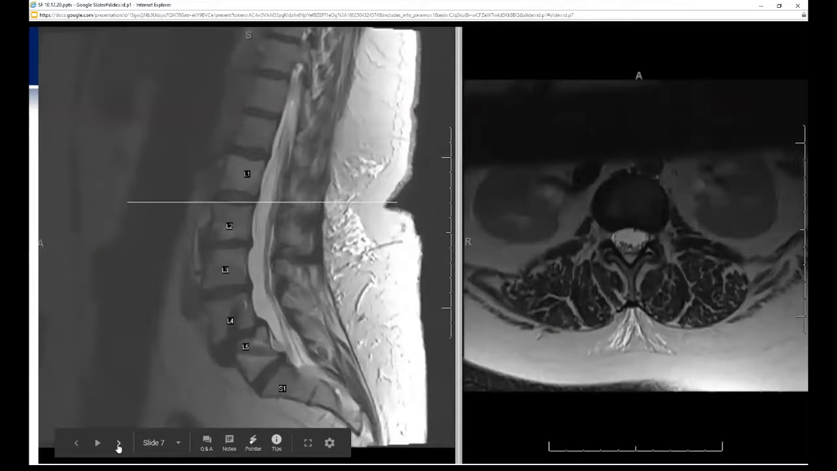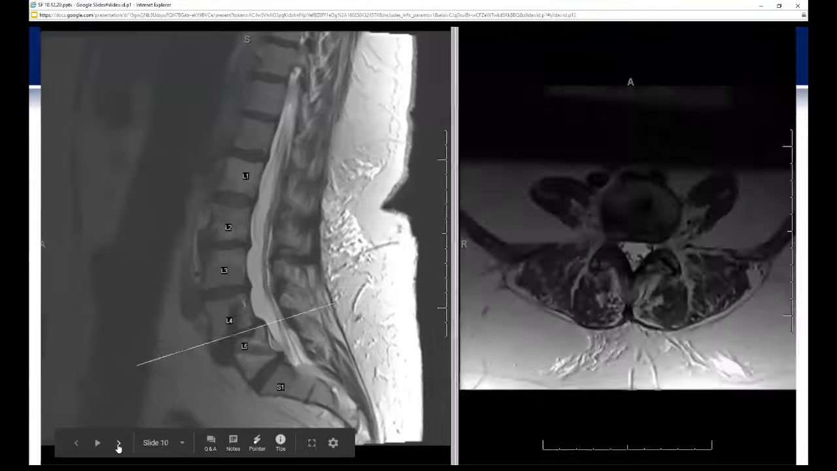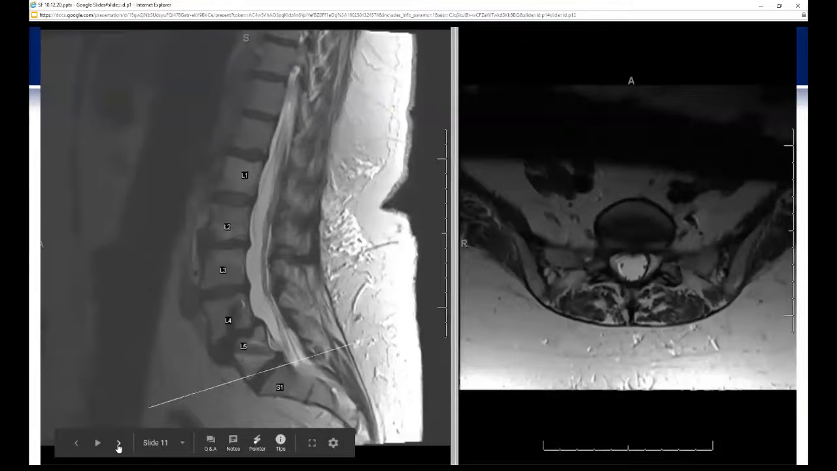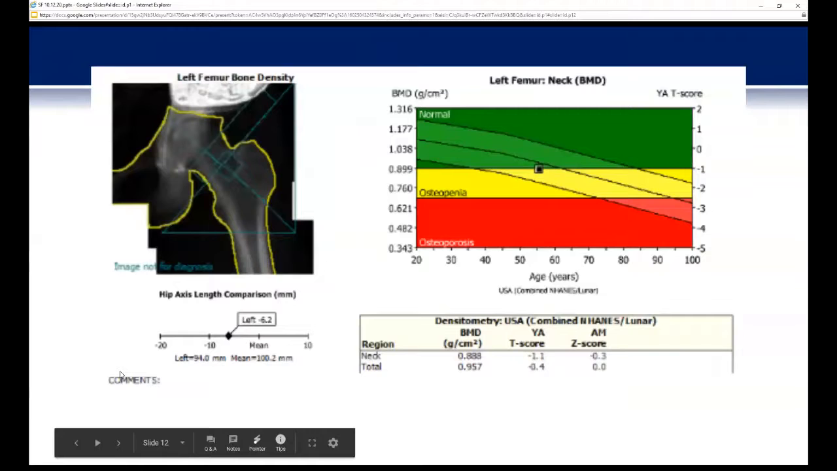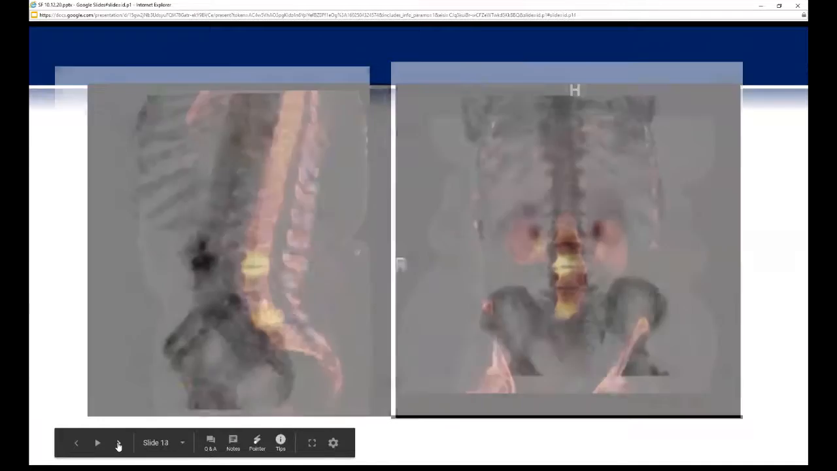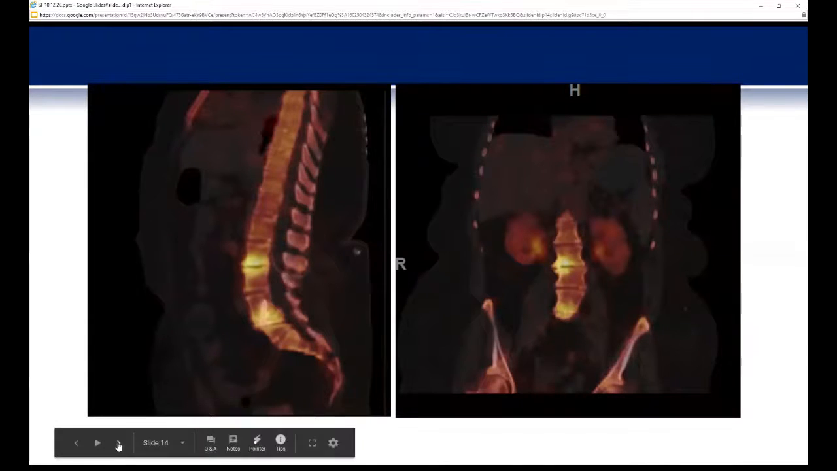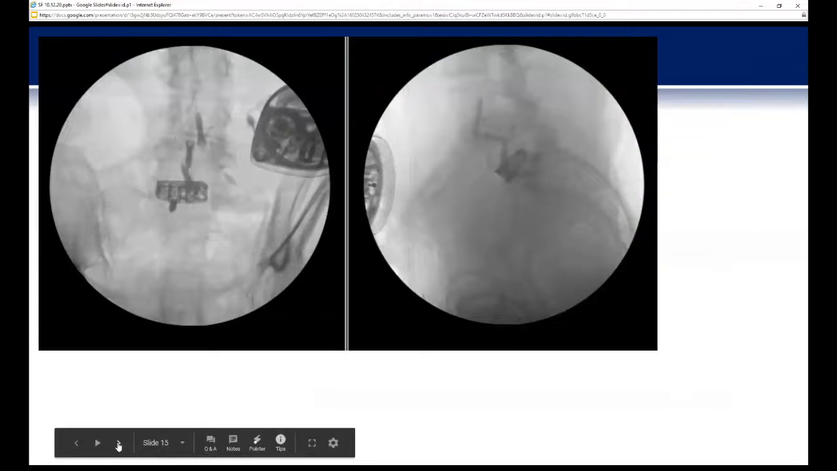MRIs, I'm not going to go through. Nothing all that interesting. Her DEXA showed borderline osteopenia. She also had a SPECT CT, which showed L2-3 increased uptake and some uptake at the prior L4-5 fusion.